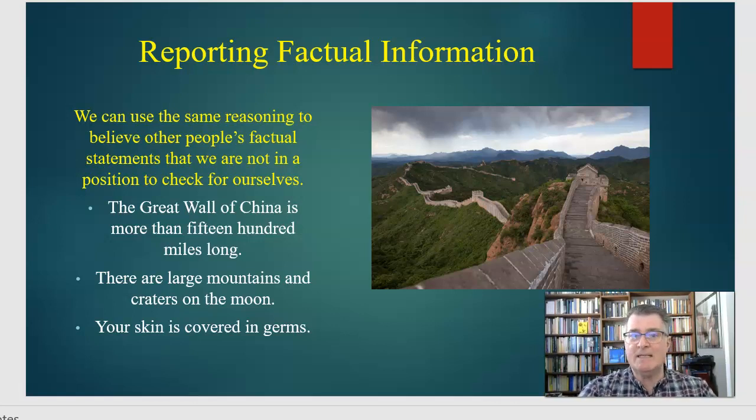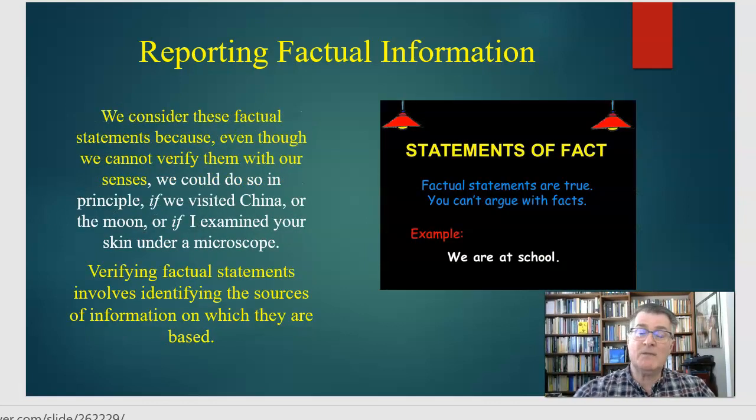So anyway, the point is there are things in the world that we can agree are correct, even if we don't have factual proof ourselves. I haven't been to China, nor have I been to the moon, nor have I walked up to somebody with a microscope and looked at their skin to find that it's covered in germs. But it's something that I know sounds reasonable, right? That's really what it comes down to.